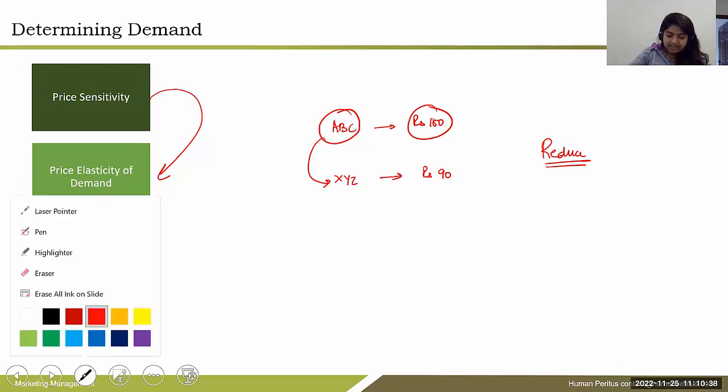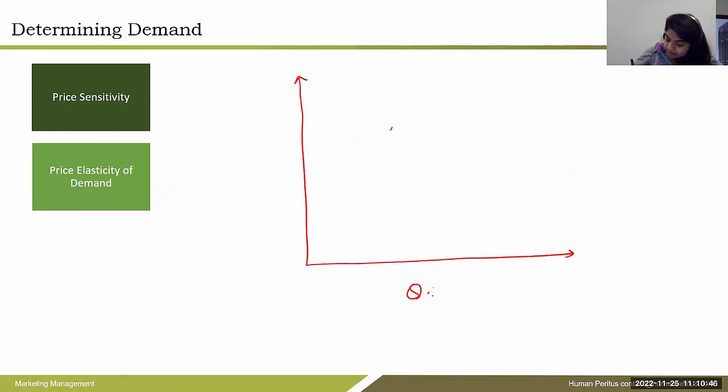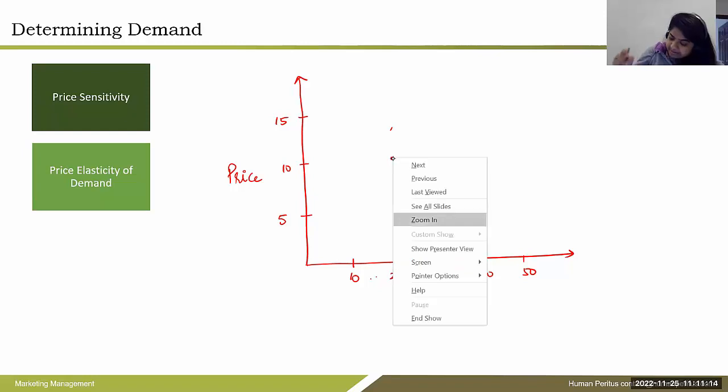Now, to explain you via our diagram, okay, so this is quantity demanded. This is the price. This is, let's say, 5 rupees. This is 10 rupees. This is 15 rupees. This is, let's say, 10, 20, 30, 40, 50. Let's say my current demand is at 10 rupees, you have 20 units. Okay, this is my current demand.